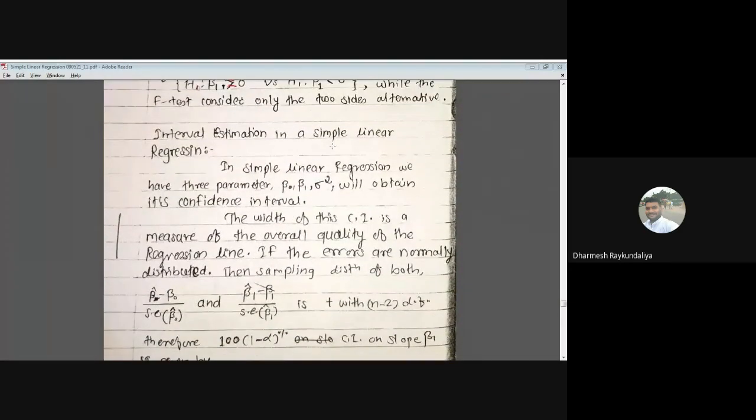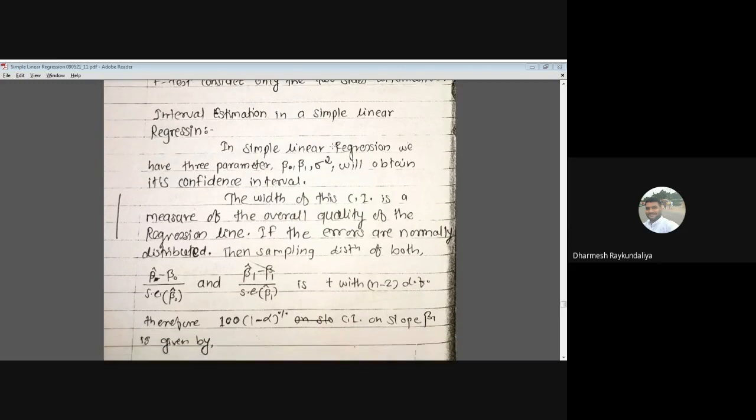Now, once we perform the testing of hypothesis, and the null hypothesis is rejected, we wish to go for the interval estimation in the simple linear regression. So interval estimate means you wish to find out the interval in which the 95% confidence interval for the parameters lies. If you wish to find out the interval estimate for beta 0, beta 1 and sigma square, we will proceed as follows.